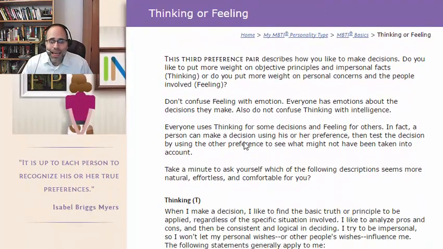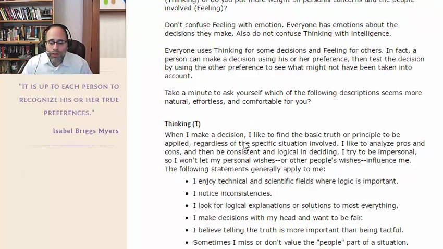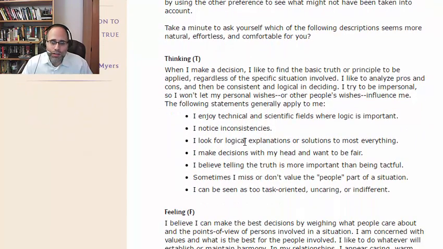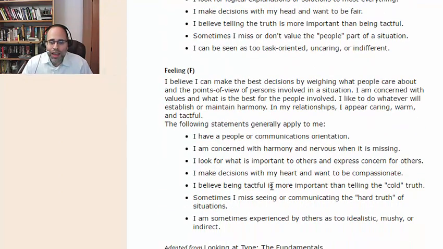And then we've got the T and the F. The thinking versus the feeling dichotomy. This is probably the easiest to understand even without looking at this site. But the thinking person is governed by logic, who makes decisions with his or her head. This is more common among men than women, and wants to be fair rather than being unconditionally loving. I can be task-oriented or uncaring or indifferent. That's, I guess, the negative of the logical side of being perceived as being cold-hearted. And then you've got the F, which is the opposite.